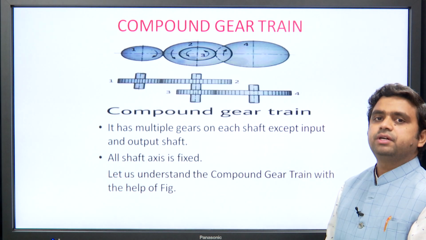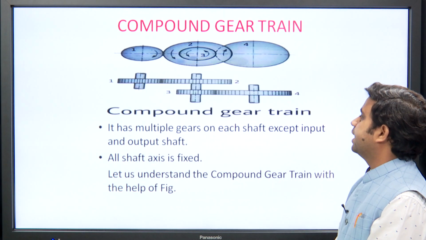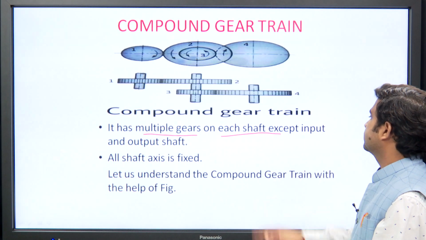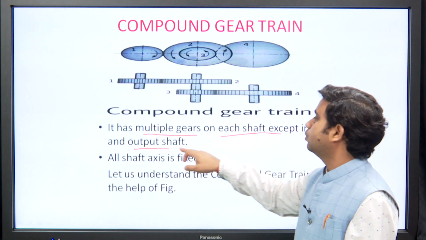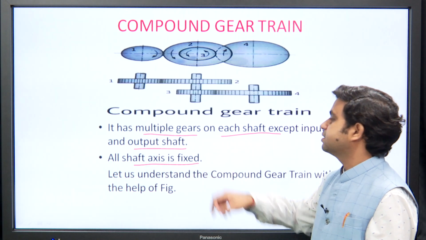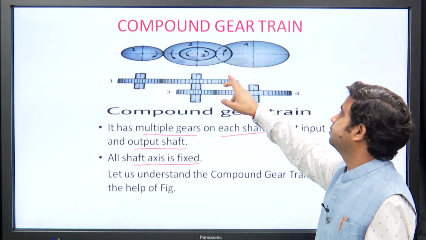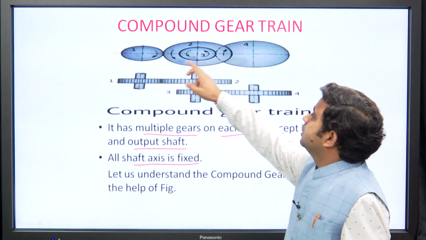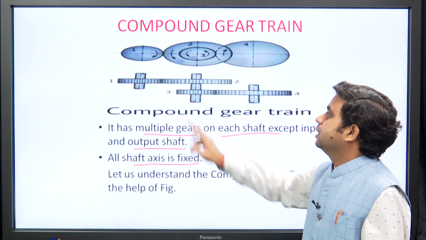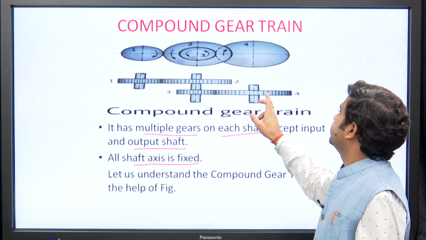Now, the second one is compound gear train. Compound gear train has multiple gears on each shaft except input and output shaft. All shaft axes are fixed. Now, let us understand this compound gear train with the help of this figure. In this figure, there are 4 gears, gear 1, 2, 3 and 4. Gear 1 is in mesh with gear 2 and gear 3 is in mesh with gear 4.